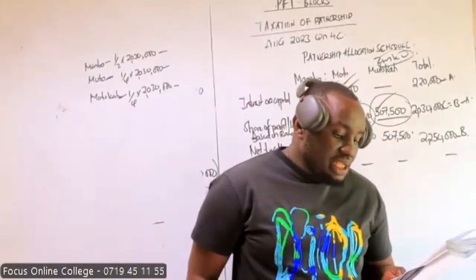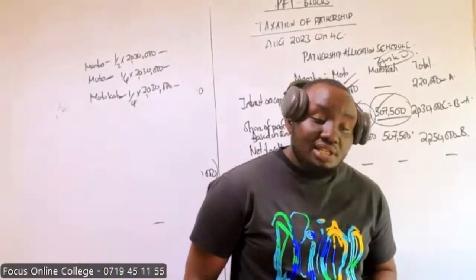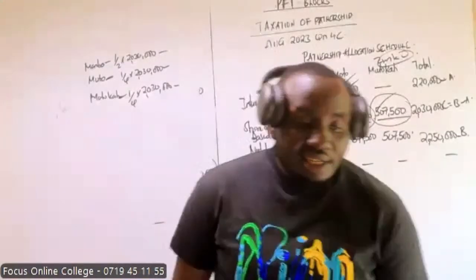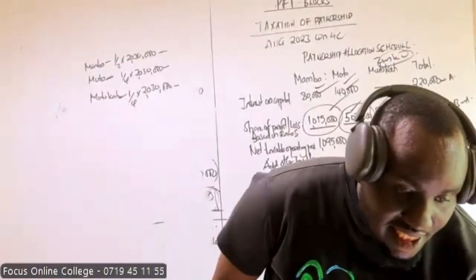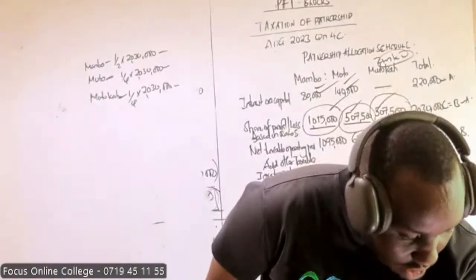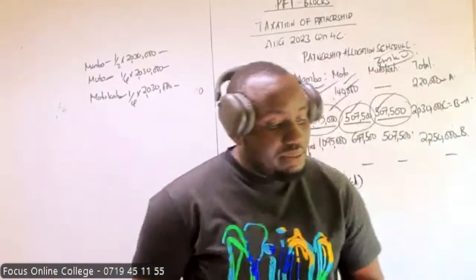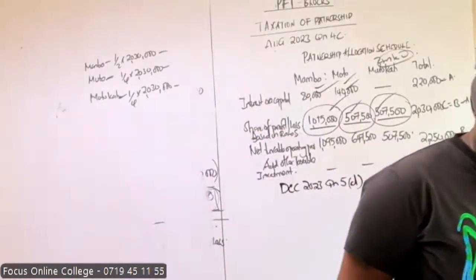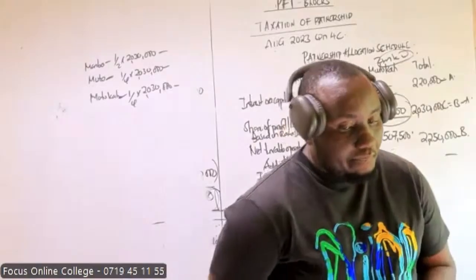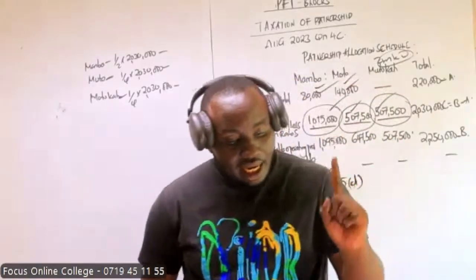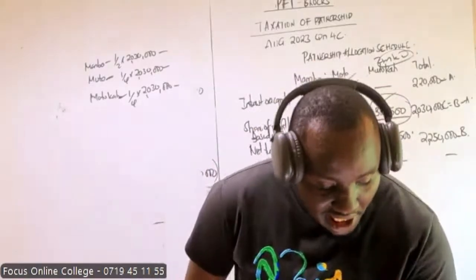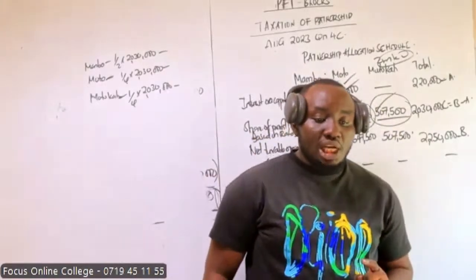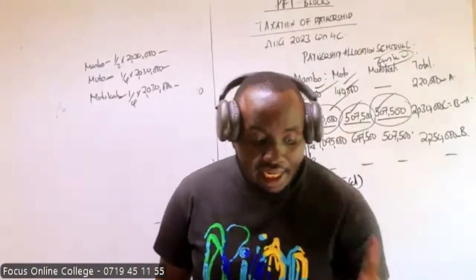Then say hosting a business website. That's a non-allowable expense. Hosting a business website should be a non-allowable expense. The next, we have what's called purchase of a computer. How do we treat purchase of a computer? That should also be non-allowable expense.